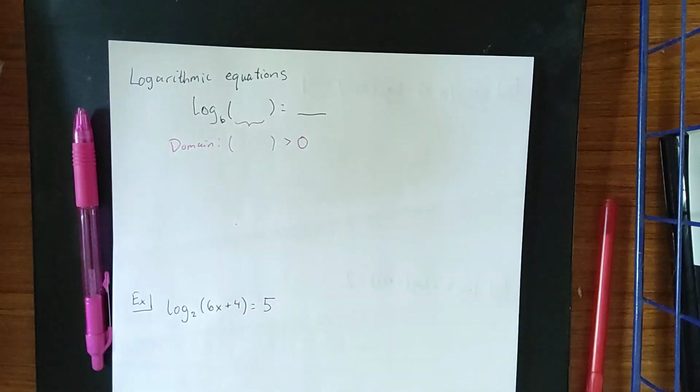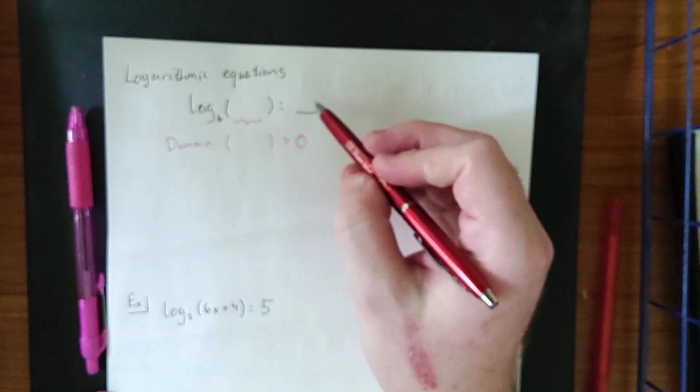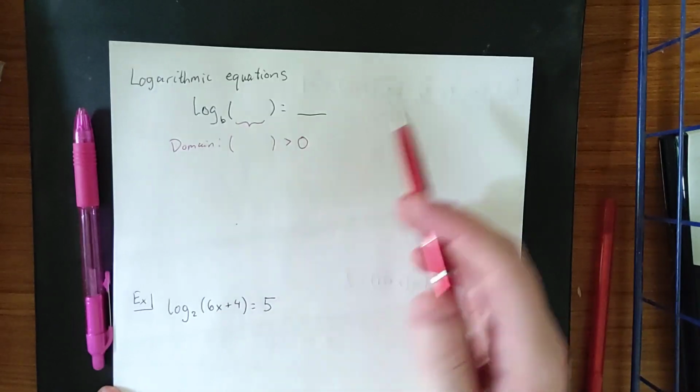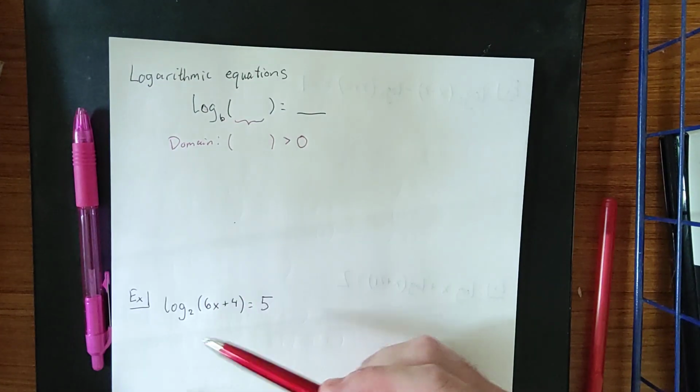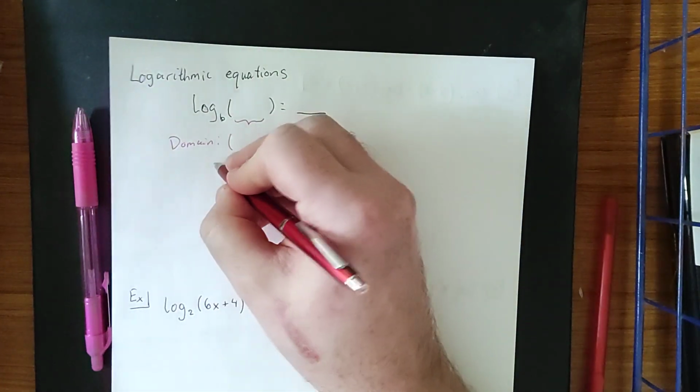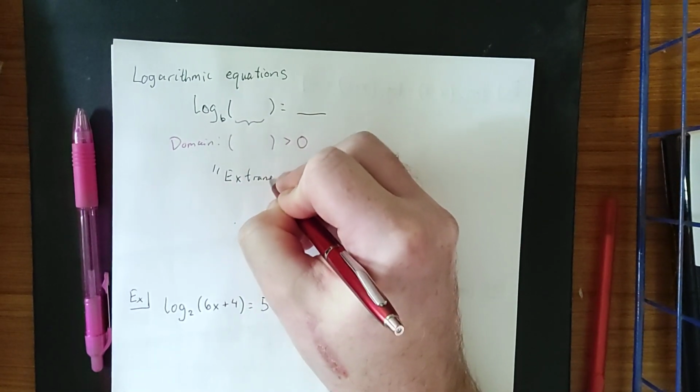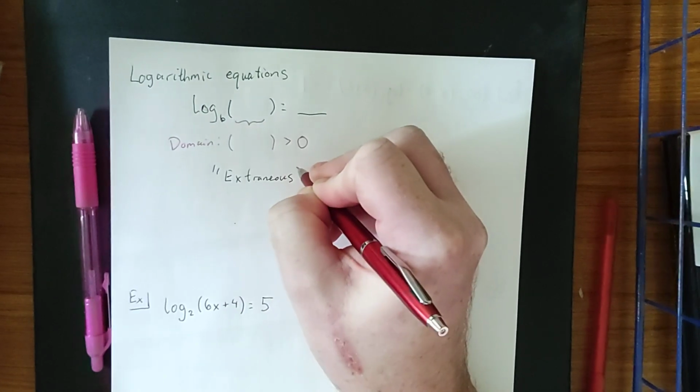Now, if you continue through the process of solving a logarithmic equation and you get something that lies within the domain, then all is well. However, if you get something that lies outside of the domain, we have a special term for this. That is referred to as a solution that is extraneous.